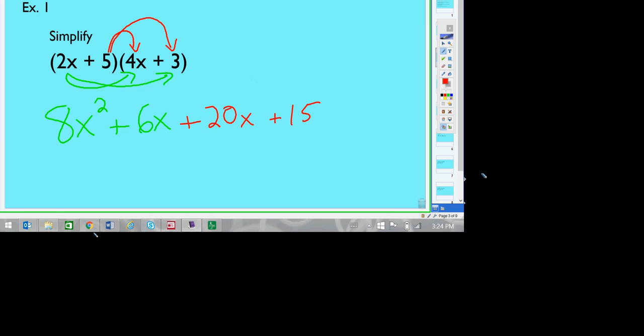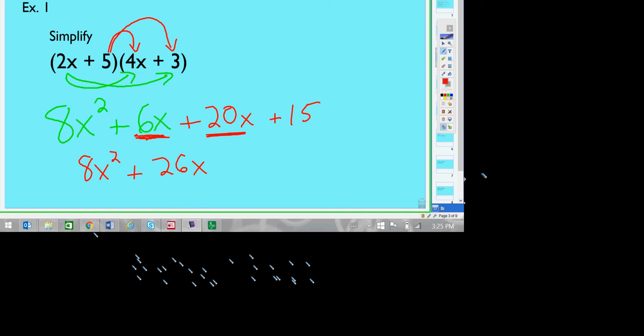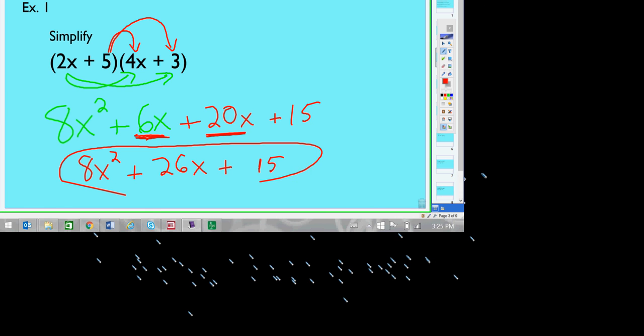And we're going to go ahead and combine like terms. Again, like terms have to have the same degree power, or we break order of operations when we do that. So 6x and 20x, that's 26x. Of course, I already have 8x squared plus the 26x plus 15. And there is the first answer.